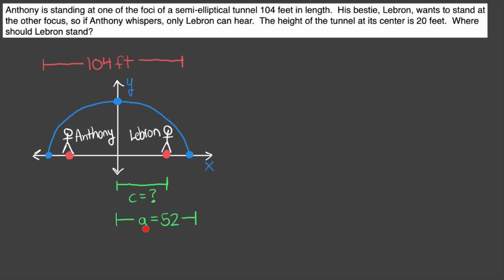All right, so now we have our a value, and they also tell us that the height of the tunnel at its center is 20 feet. So that means this distance from here to here is 20 feet. So I'm going to go ahead and label that as well. So our height here is 20 feet. So that is going to be b, 20 feet. All right. So b is the distance from the center to the co-vertex here.